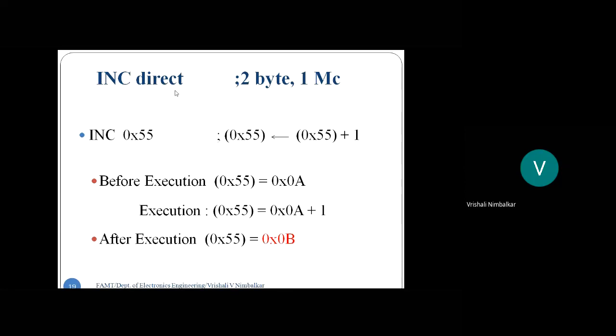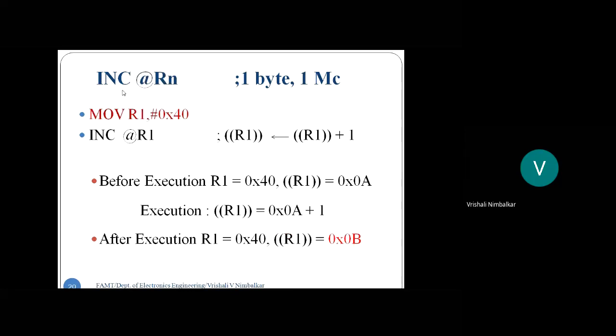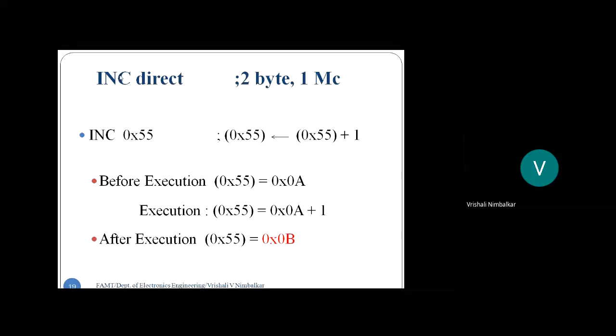The last example, INC @Rn. 1 byte, 1 machine cycle. Here it was INC direct, INC 55 hex, that's 2 bytes. Okay, students, so that's 2 bytes, 1 machine cycle.